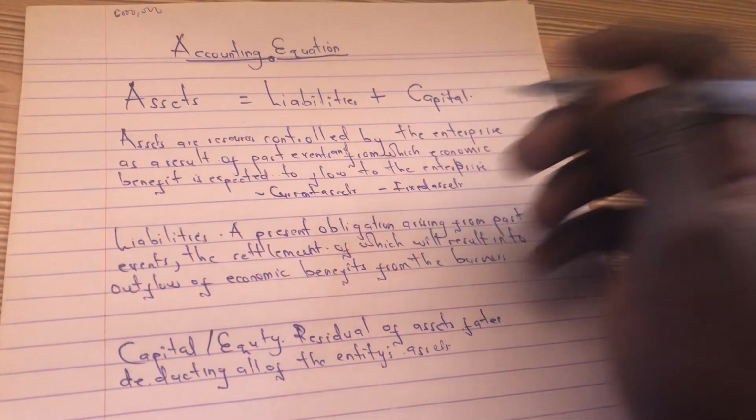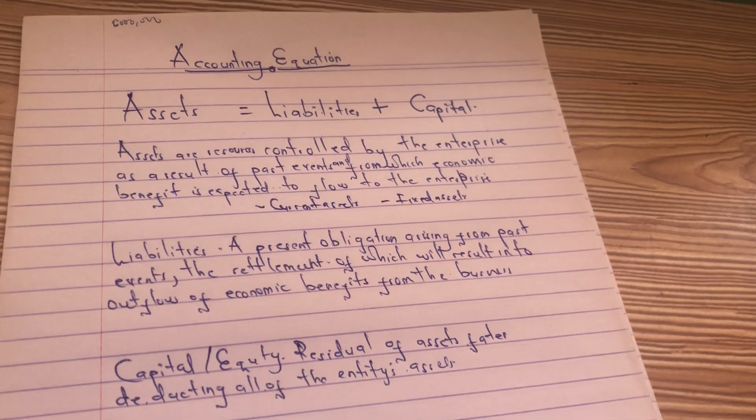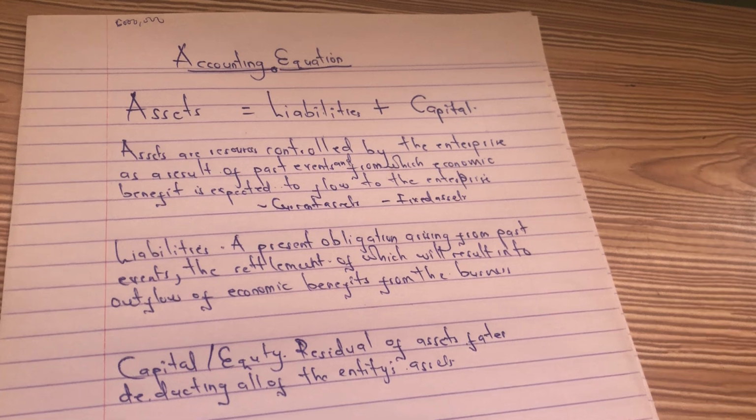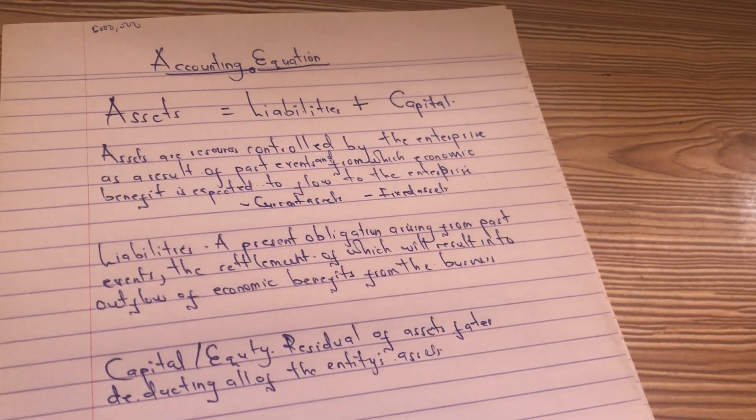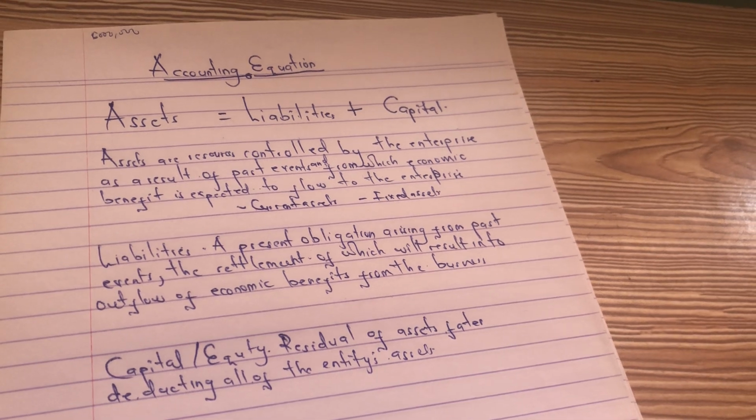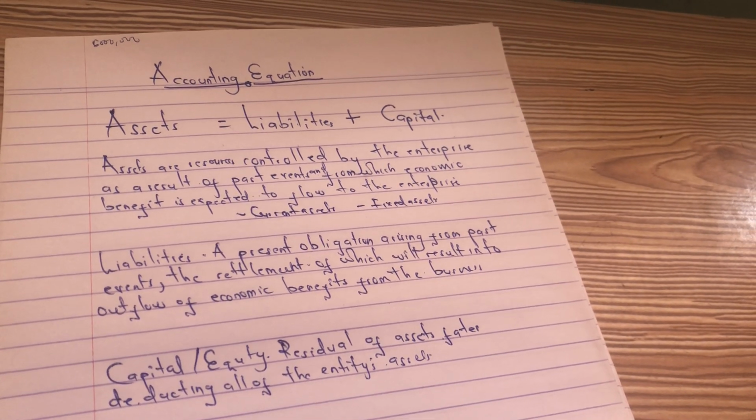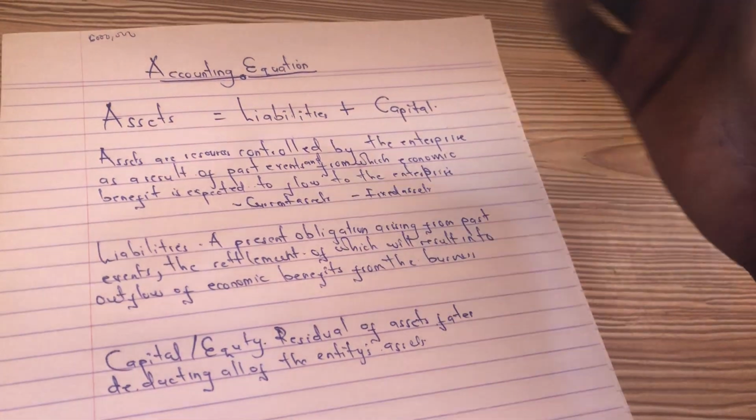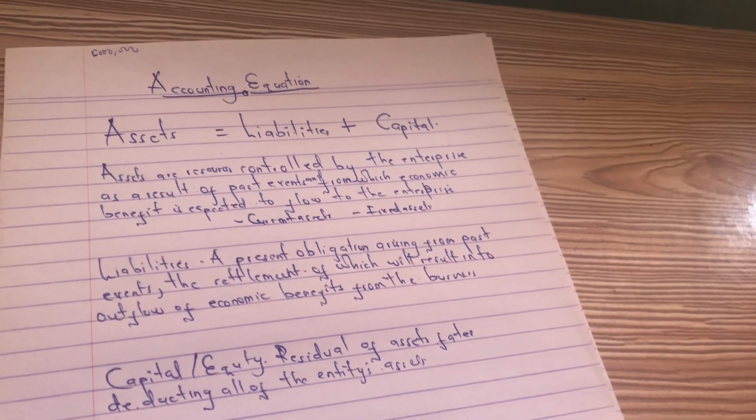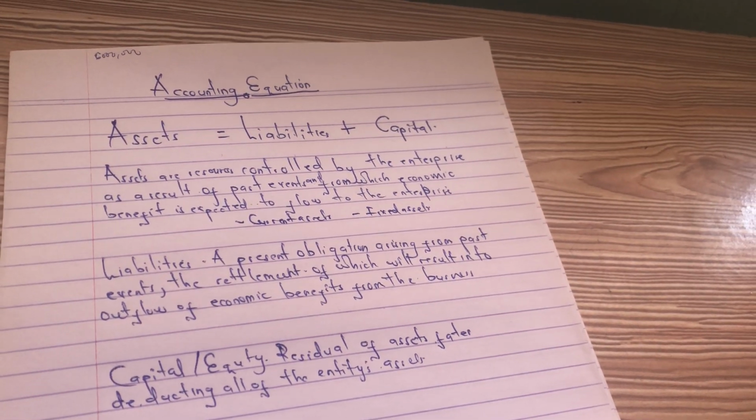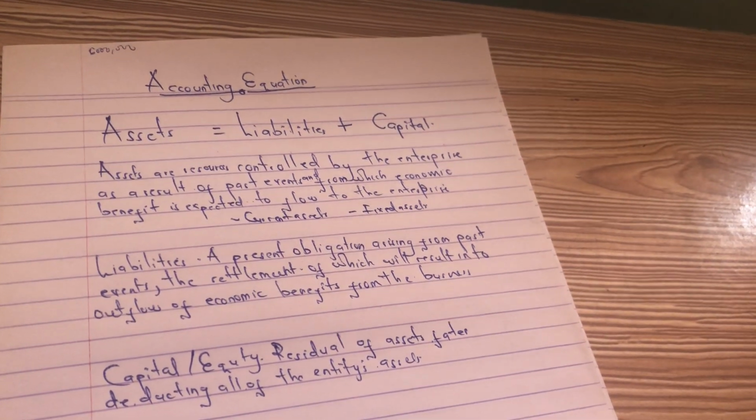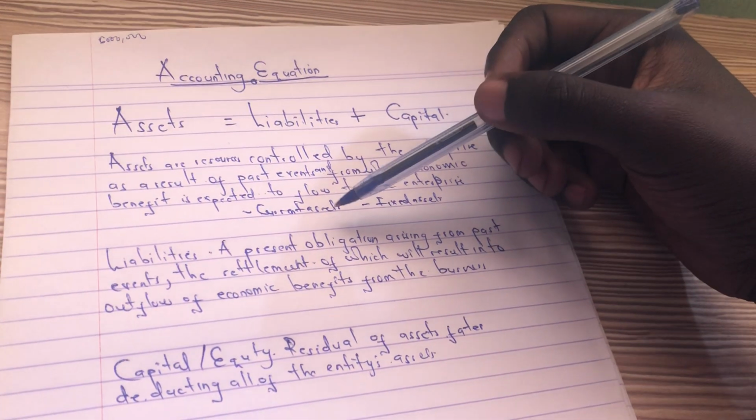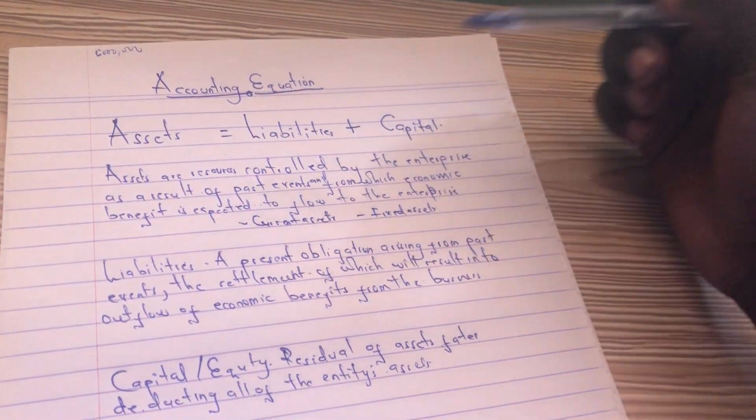Fixed assets are assets which take a longer period of time. For example, maybe you buy a company vehicle that transports the buns, if it's a bakery, that is a fixed asset. You buy land, and we shall get economic benefit from this land over a long period of time, not immediately.